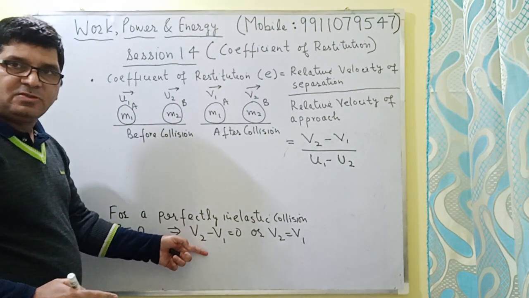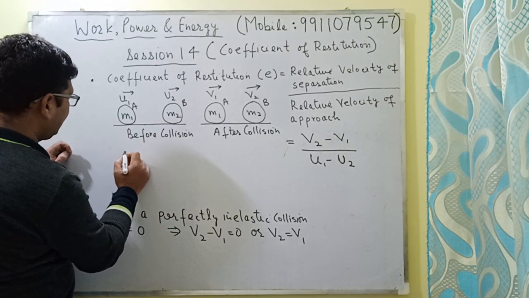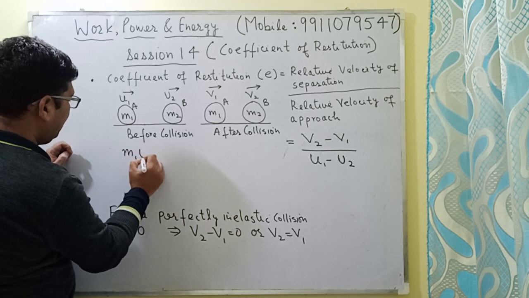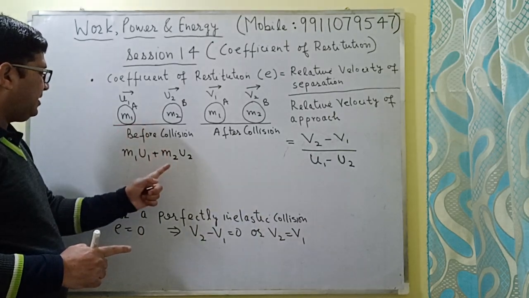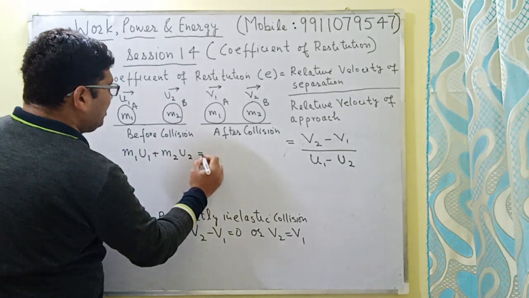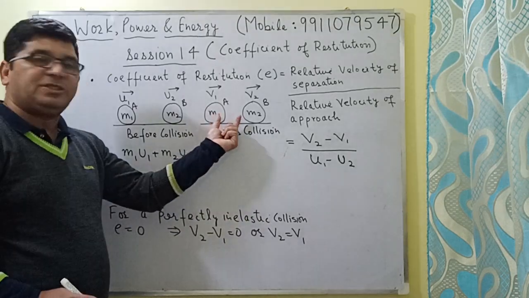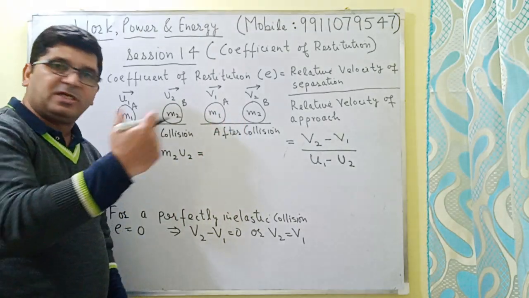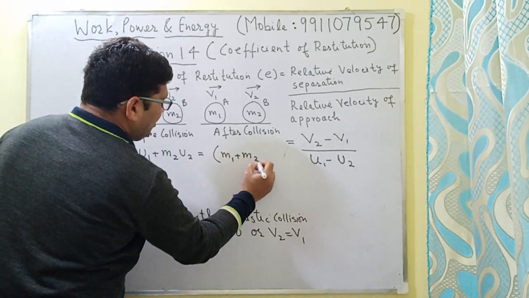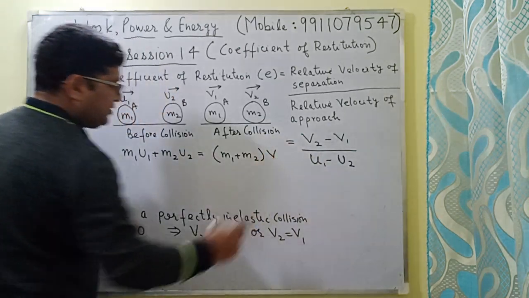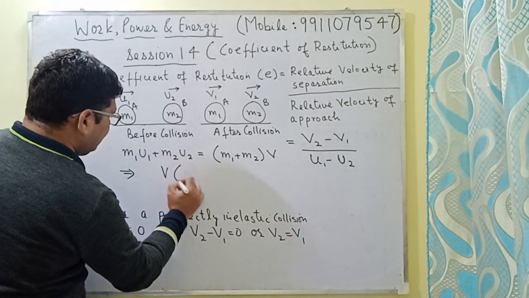Now for a perfectly inelastic collision, the total momentum before the collision is equal to m1 u1 plus m2 u2, where m1 is the mass of this body A and m2 is the mass of this body B, and this will be equal to what? See, for a perfectly inelastic collision, both these bodies will stick together and they will move together with a common velocity. So here the mass will be equal to m1 plus m2, and the common velocity I have taken here as v.